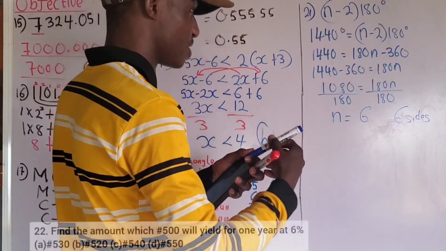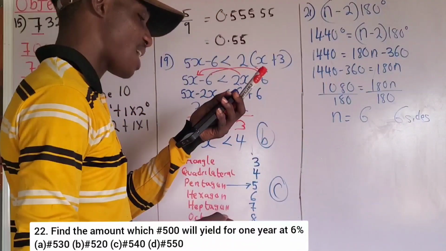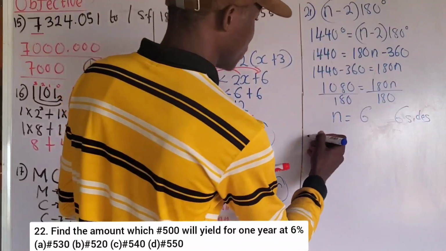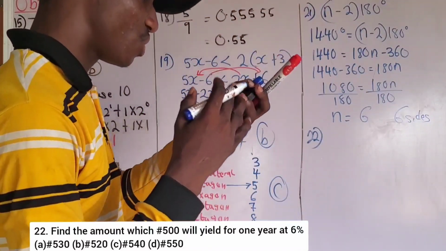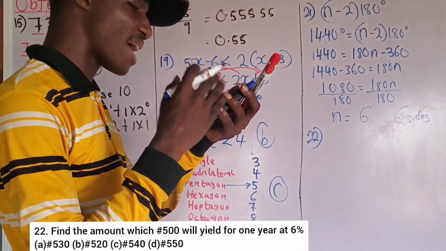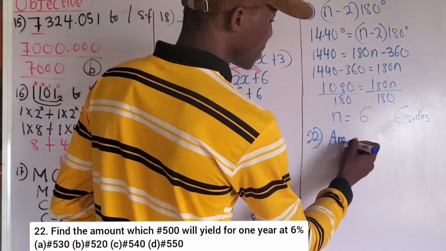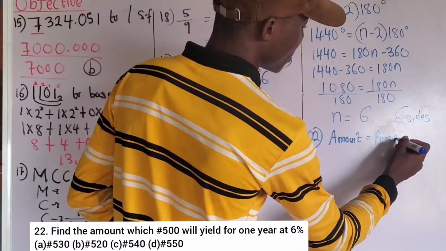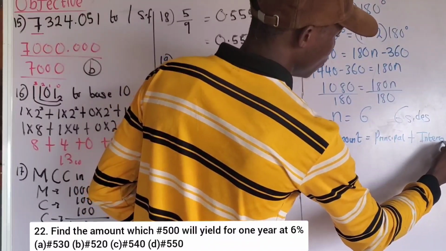So let us proceed to question 22. For question 22, we have: find the amount which 5,000 naira will yield for 1 year at 6%. Now, amount, don't forget, please pay attention. Amount is equal to principal plus interest. Do you understand?